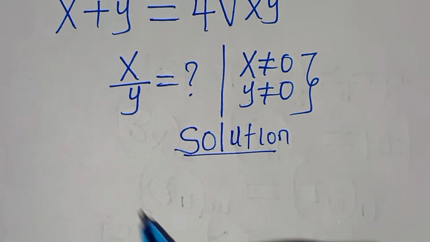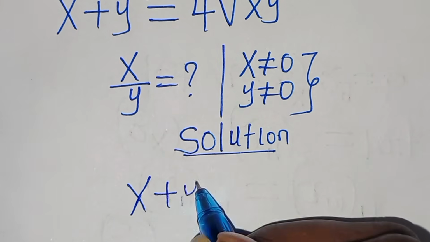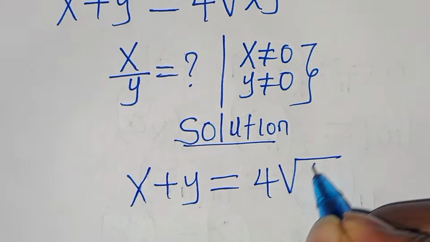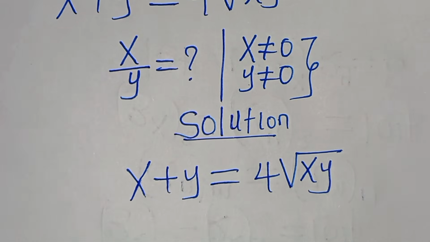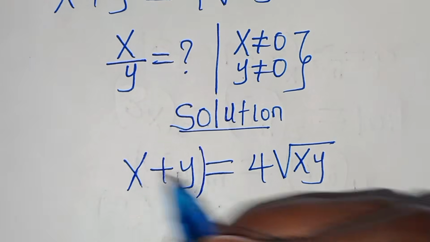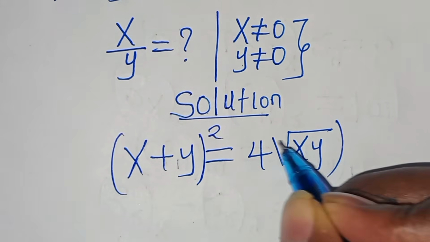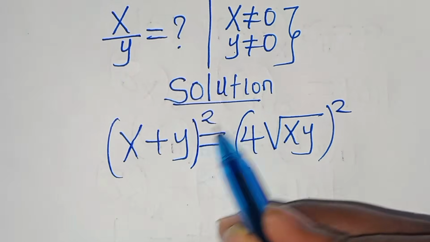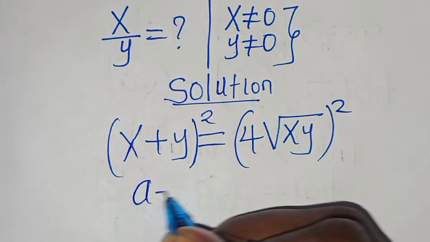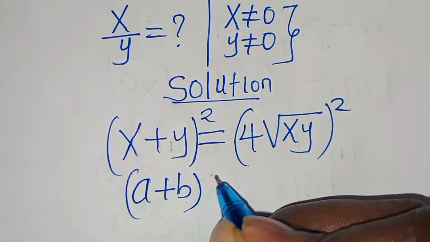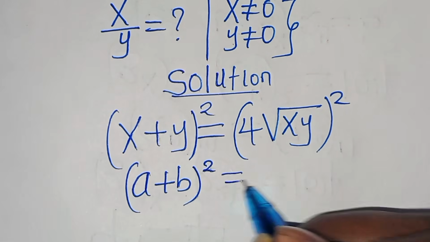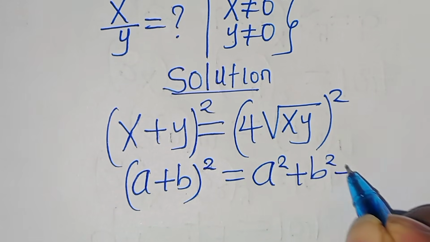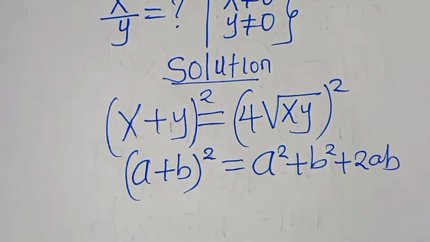Now, we have x plus y equal to 4 square root of xy. So the first step from here is to square both sides, so that now (x plus y) to the power of 2, this is in the form of (a plus b) raised to the power of 2, which we can express as a squared plus b squared, then plus 2ab.